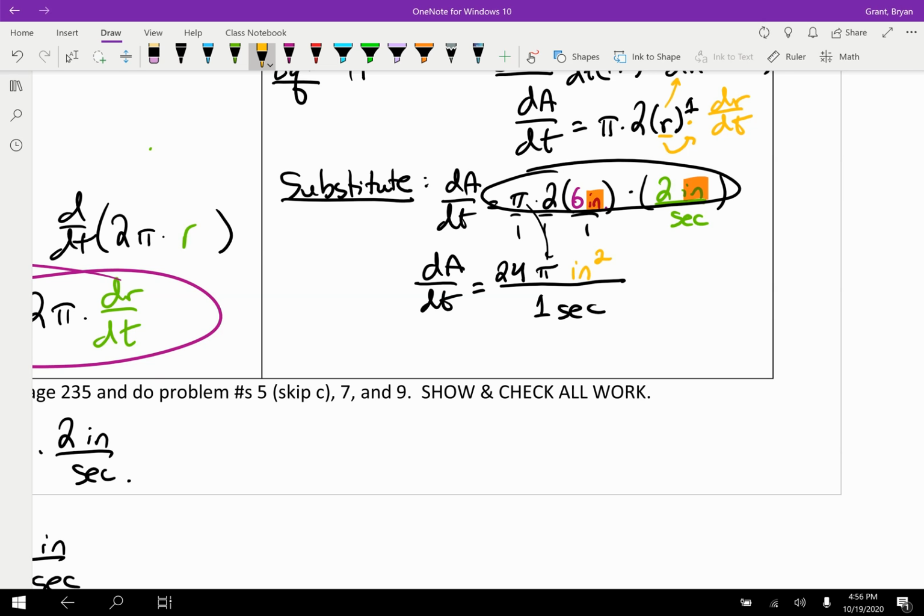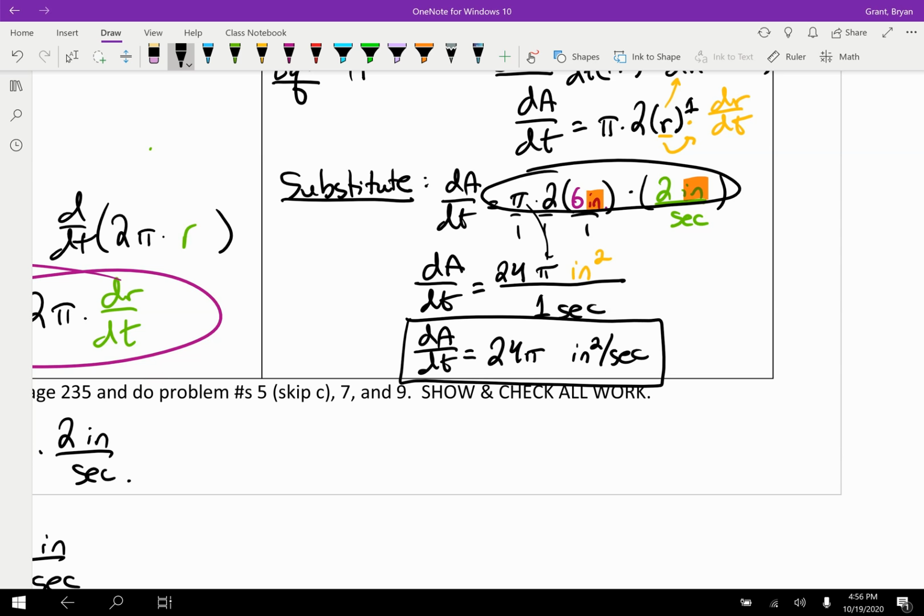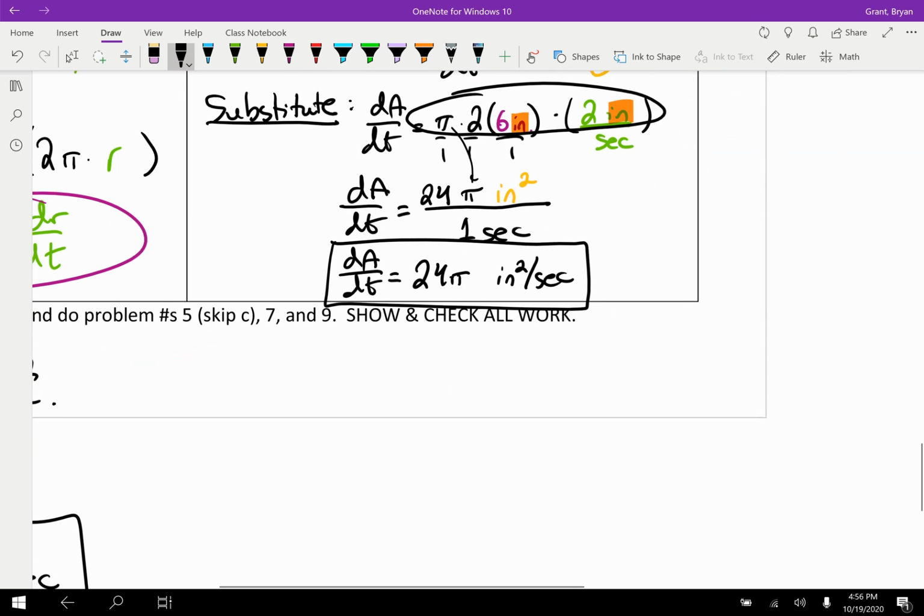And so if we wanted to simplify this down a little bit, we could say the area is changing over time, when the radius is 6 inches, at a rate of 24 pi square inches per second. Now, why does square inches make sense here? Well, I think it makes sense because area is a 2-dimensional thing.